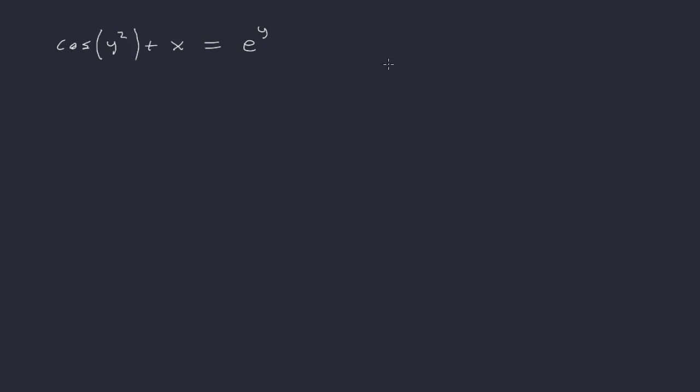But anyway, this is going to be basically two chain rules. All right? So when we differentiate this, the derivative of cosine is negative sine of the stuff, times the derivative of the stuff. Well, the derivative of the stuff, y squared, is going to be 2y dy dx. Okay. Then that plus x will become a plus 1. And then this e to the y, well, since we're differentiating with a y in it, it's going to be e to the y times dy dx.